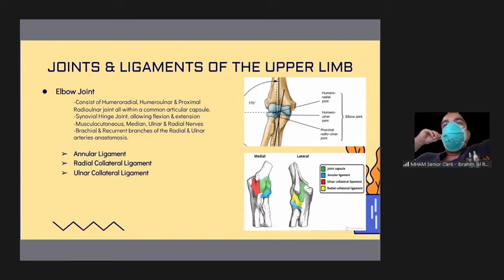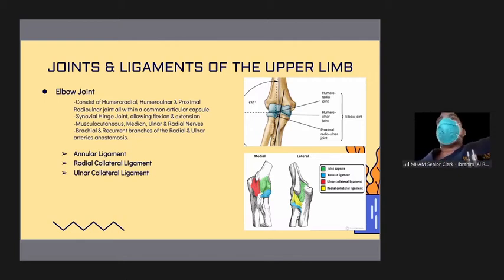For the elbow joint, this forms a synovial hinge joint consisting of the humeroradial and the humero-ulnar joints. This allows flexion and extension. Part of the joint is also the proximal radio-ulnar joint, which is a pivot type of joint. All three of those joints, the humeroradial, humero-ulnar, and proximal radio-ulnar joints, are within a common articular capsule.